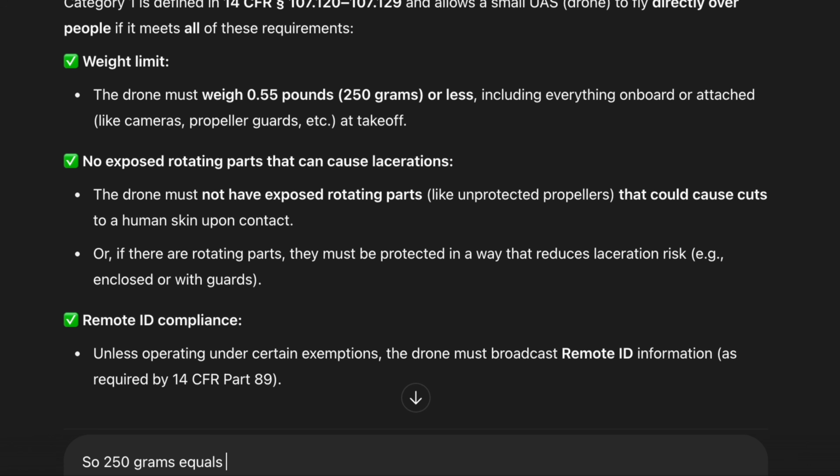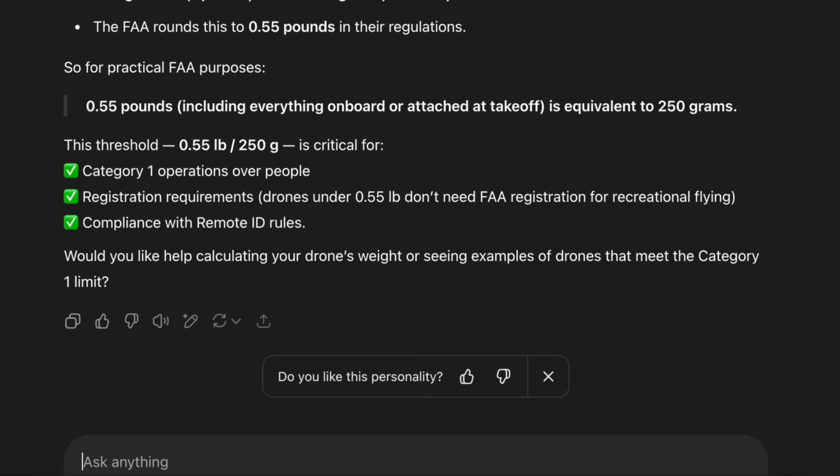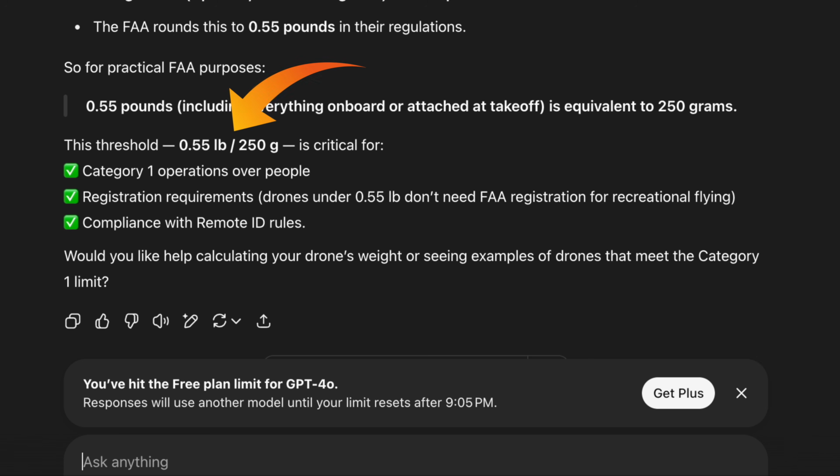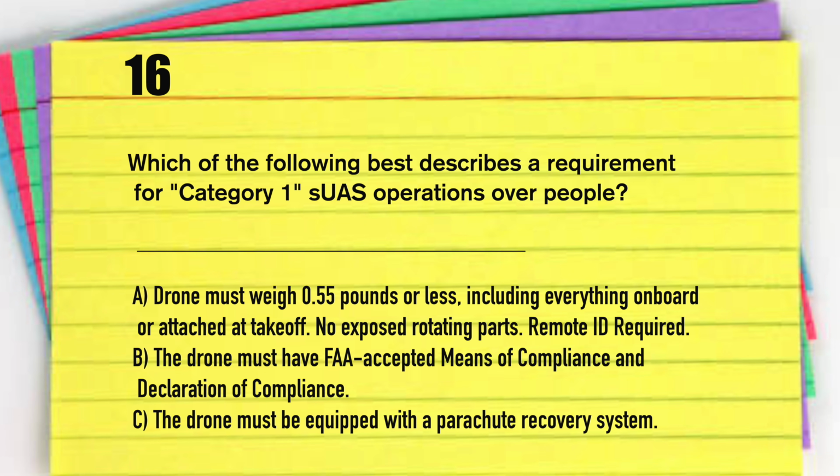Can you believe that? And then you can see at the bottom, I'm asking it to confirm whether or not 250 grams equals 0.55 pounds. And guess what? It reconfirmed the wrong information again. So if ChatGPT is confused about the weight, 0.55 pounds, then more than likely you're going to be confused also.